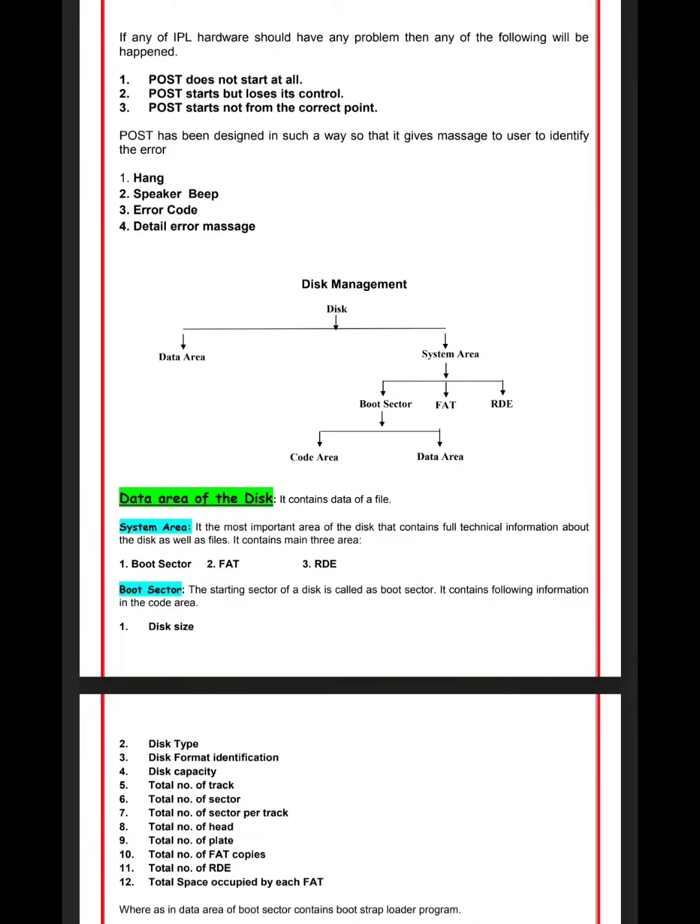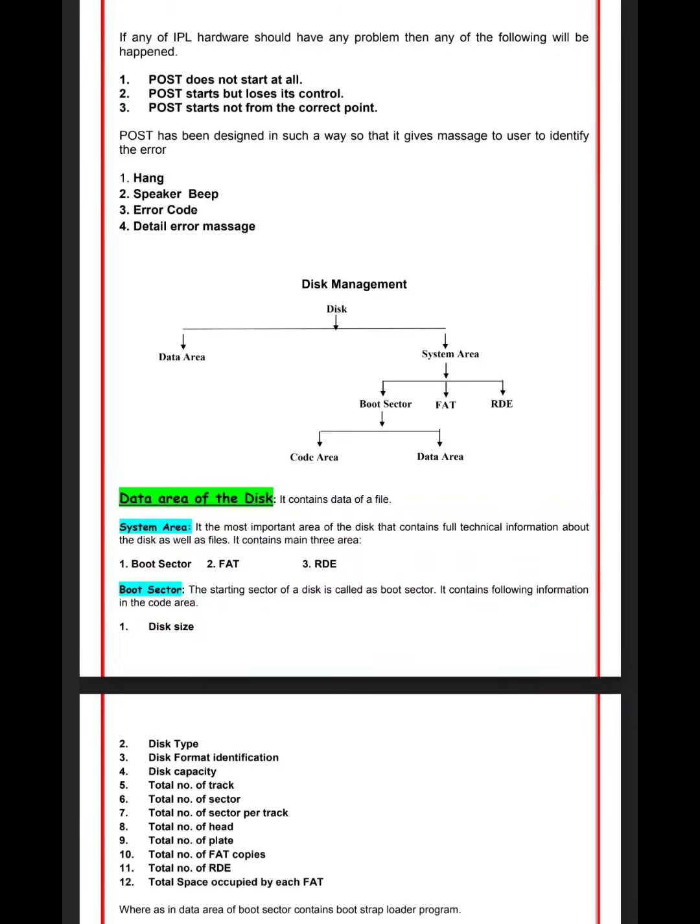Boot sector: the starting sector of the disk is called the boot sector. It contains the following information in the code area: disk size, disk type, disk format identification, disk capacity, total number of tracks, total number of sectors, total number of sectors per track, total number of heads, total number of plates, total number of FAT copies, total number of RDEs, total space occupied by each FAT. Whereas the data area of the boot sector contains the bootstrap loader program.